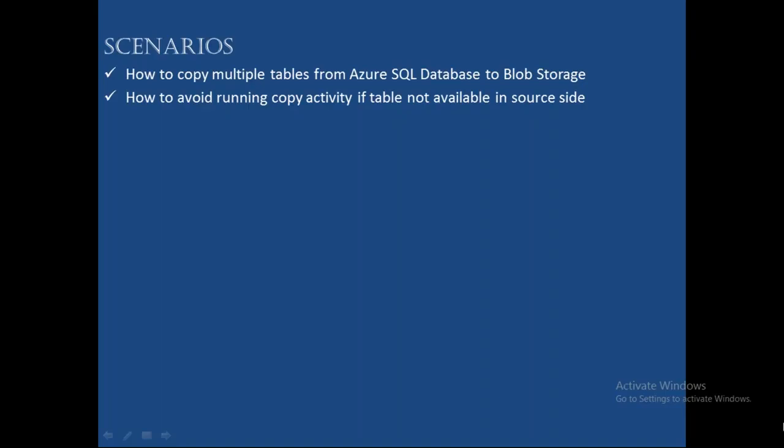So I have 10 tables in my SQL database. These 10 tables I want to copy into the blob storage. When I am copying these 10 tables from SQL database to the blob storage, if any table is not available, I don't want to run a copy activity. As the table is not available, if you simply run your copy activity, it will fail. That's why, to avoid such failures, we are avoiding running the pipeline if the table is not available on the source side. What is the source here?